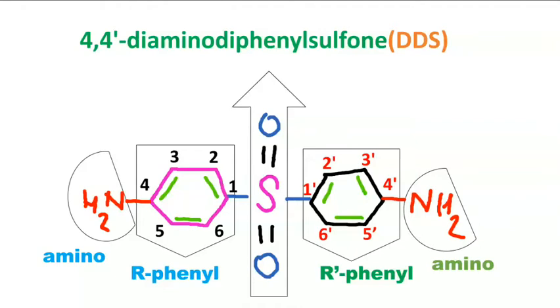So the chemical name is 4,4-diaminodiphenyl sulfone, and it is also known as DDS. Dapsone is also known as DDS, and it is categorized under the sulfones. This is the chemical name for dapsone. You can also draw the structure from this chemical name. Just draw the sulfone group first, then attach the two phenyl rings, and on each phenyl ring put the amino group on the 4th position. So you can easily draw the structure from the chemical name.